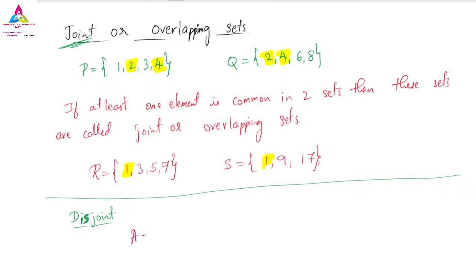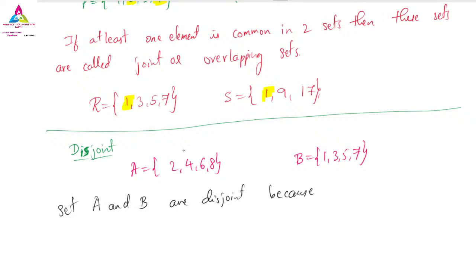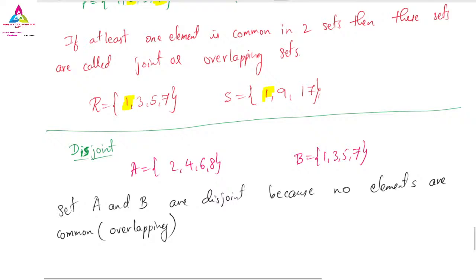For example, I will take A, that A is equal to 2, 4, 6, 8. And here I will take B, and B is equal to 1, 3, 5 and 7. Are any elements common in these two sets, A and B? None of the elements are common. So these two sets are called disjoint. Sets A and B are disjoint because no elements are common or overlapping. Overlapping means same. So this is called disjoint. So I think you have no doubt about joint and disjoint sets.